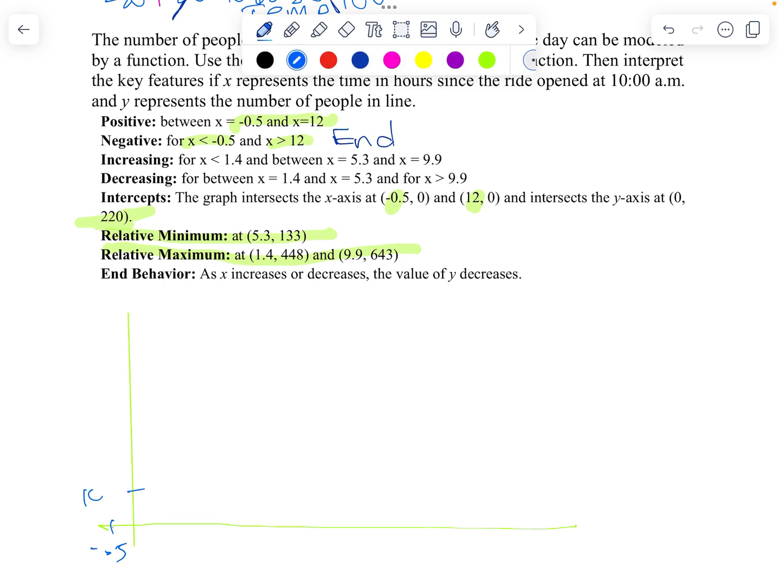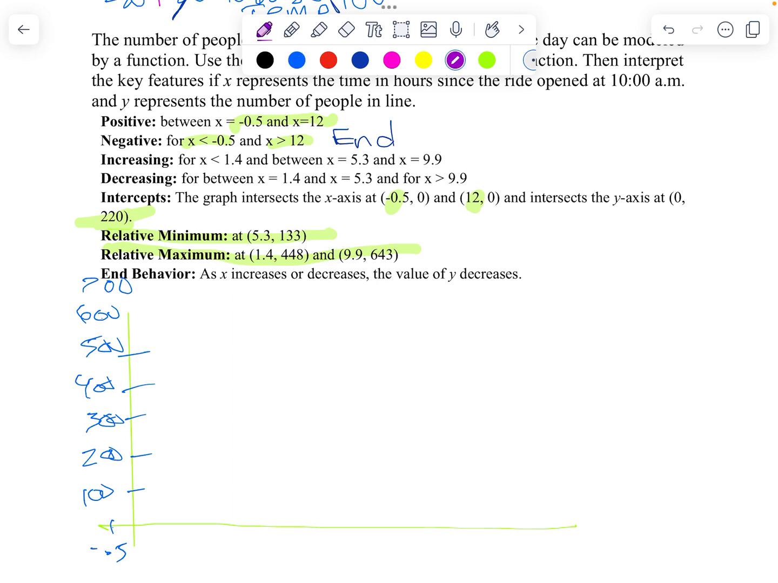So here's 100, 200, 300, 400, 500, 600, and 700. Now, let's graph our intercepts because those are pretty simple to graph.